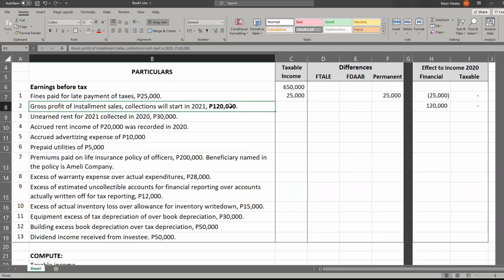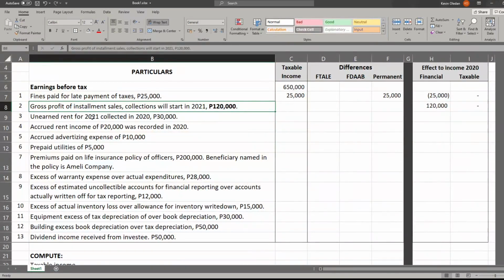Nag-record ka ng income ngayon, pero yung income na yan hindi ka pa itatax. So, on the taxpayer side, medyo masaya ka kasi, yay, nagkaroon ako ng income pero walang tax. Pero merong but. There's a catch. Okay? Hindi ka pa itatax ngayon. Pero, itatax ka later kapag makolekt mo na ang installment sales na to. When does that happen? In 2021, itatax ka. So ano mangyayari? In 2021, wala ka ng gross profit income, pero meron kang tax liability.